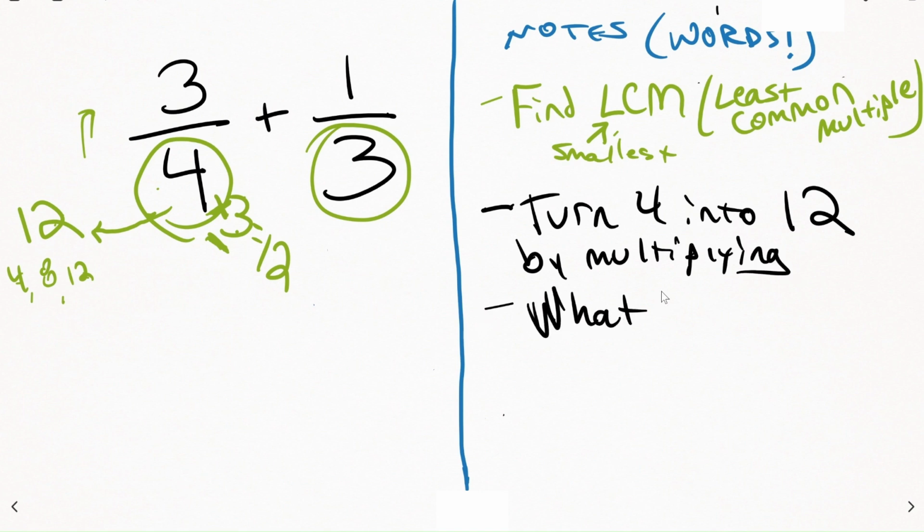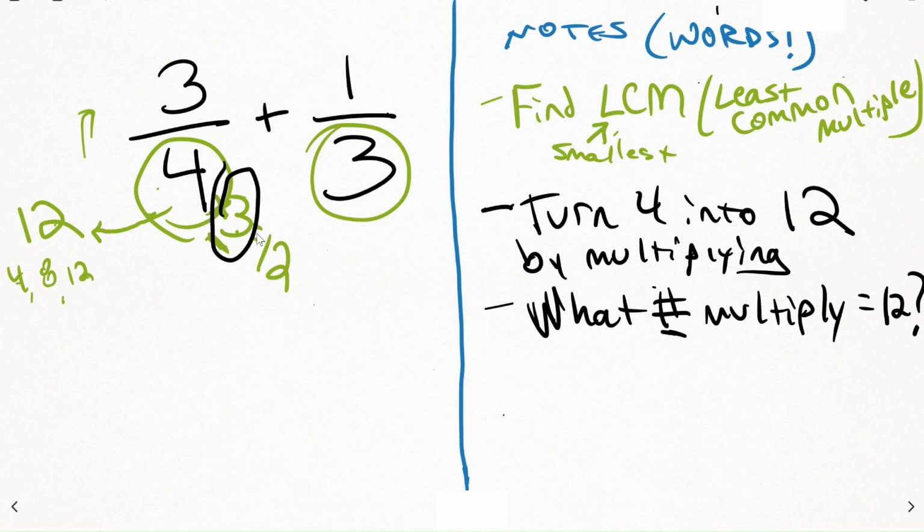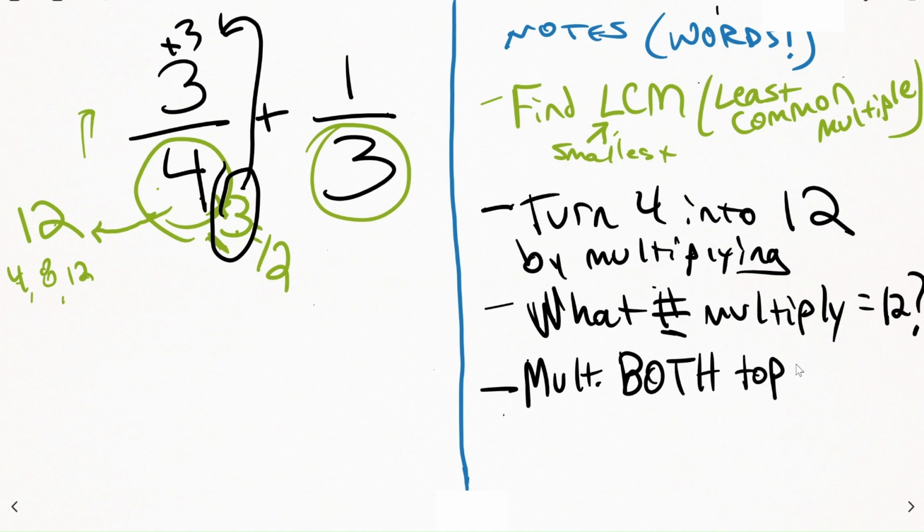What number do you multiply to equal 12? So what number is that? That was the number 3. 4 times 3 equals 12. So we multiplied the 4 on the bottom by 3 to get 12. Now, that means we have to multiply the top number by 3 as well. So let's put that in our notes. Multiply both top and bottom by the lowest common multiple.